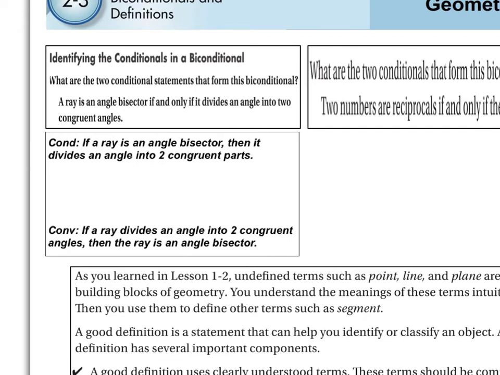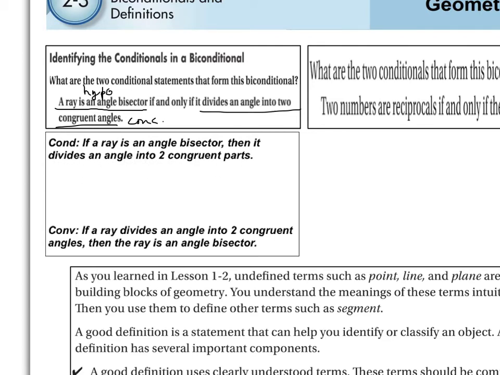Okay, so remember this part right here again, this is the hypothesis, and this is the conclusion. So that's the important part. If you can identify hypothesis and conclusion, you can put them into conditionals and converses. So the conditional statement here says, if a ray is an angle bisector, then it divides an angle into two congruent parts.